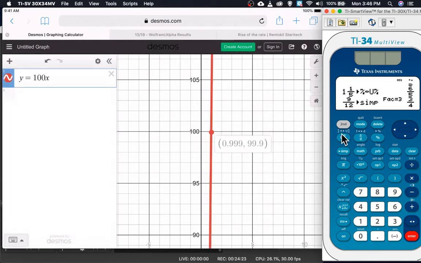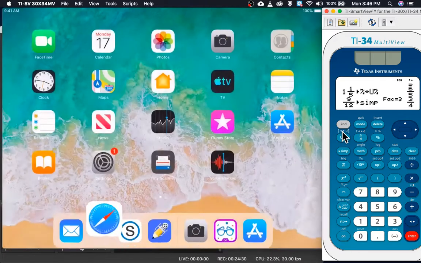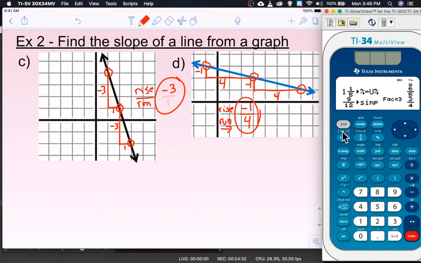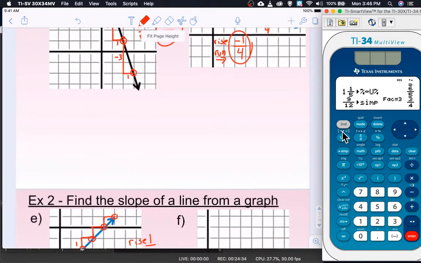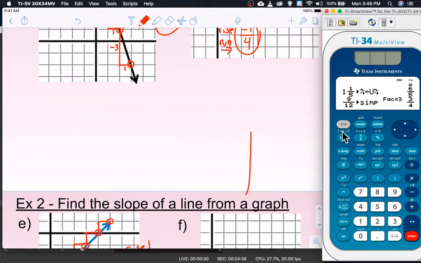Right there is the point 1, 100. Okay, so that's what the slope is doing. It's showing us how slanty, how steep our line is.